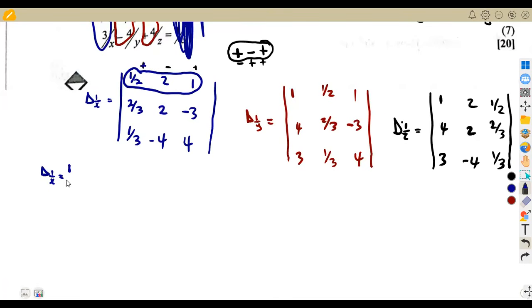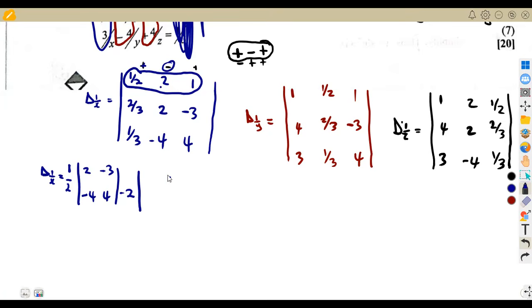So it's going to be a half into, remember what you do is that you're supposed to close the row and column where that half is. So if you close also this column here, you're going to be left with 2, minus 3, minus 4 and 4. You take it as it is. All right. 2 is affected by what? By a negative. So it's going to be minus 2.